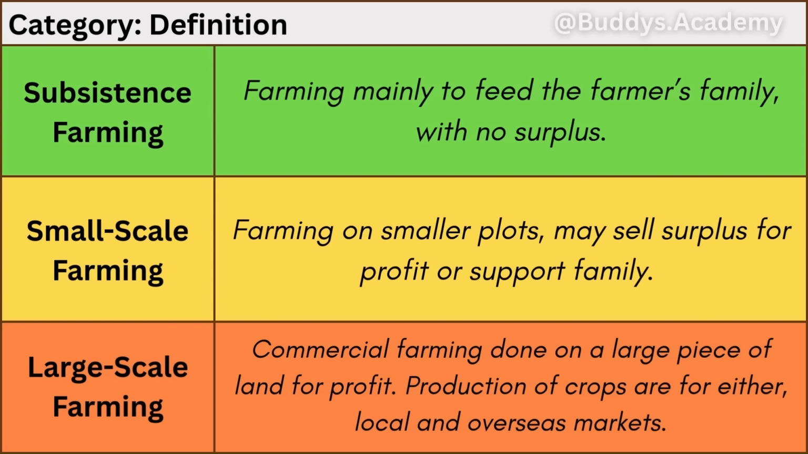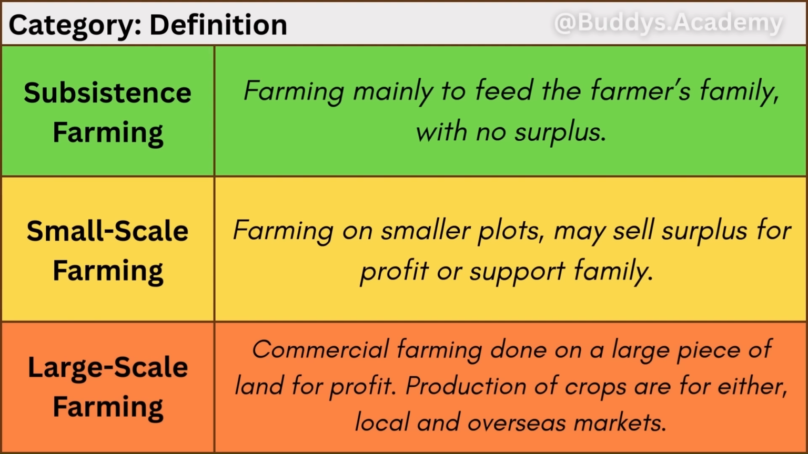So when we're talking about agriculture, there are going to be three different types of farming. We have subsistence farming, we have small-scale farming, and we have your large-scale farming. So let's take a quick look at this table, as it's going to give us a comparison of the characteristics of the three types of farming. So our first category will be the definition itself.